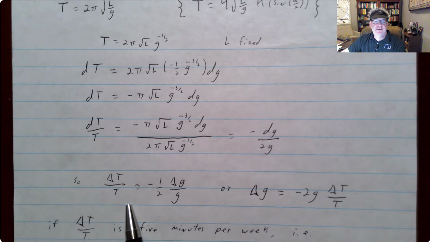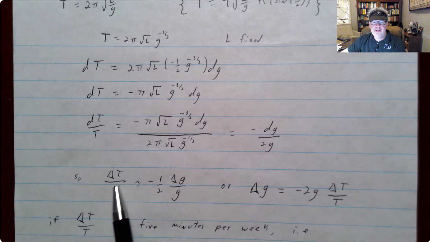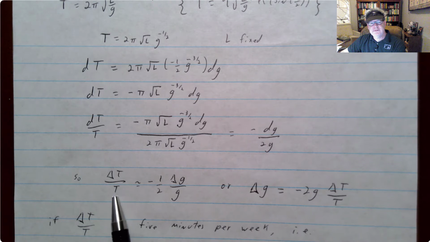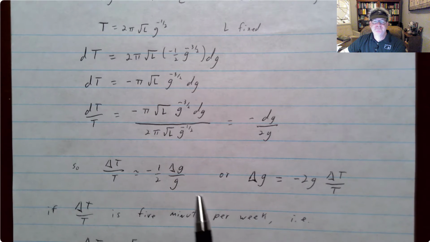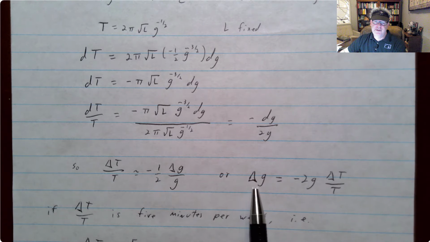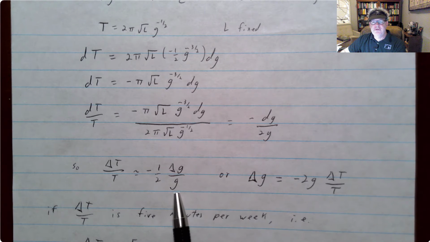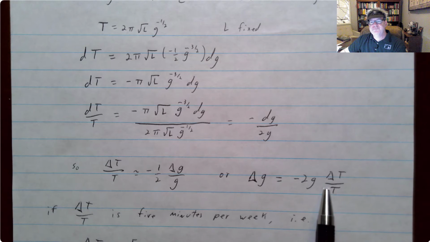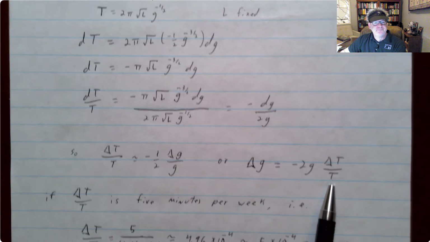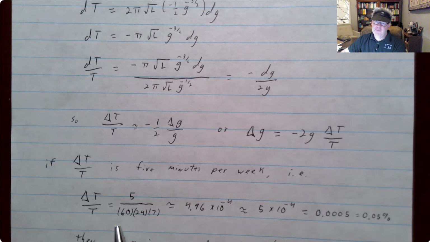We're using differentials to approximate. So the change in period over the total time is going to be negative 1/2 the change in Earth's effective gravity divided by Earth's effective gravity. If I solve for the change in gravity from this equation, it'll be negative 2g times the change in period over total time. In the article, the clock was losing almost 5 minutes per week, so I went ahead and used 5 minutes per week.